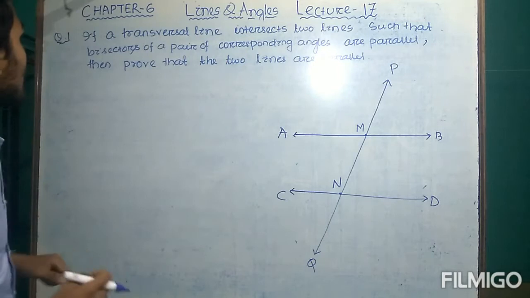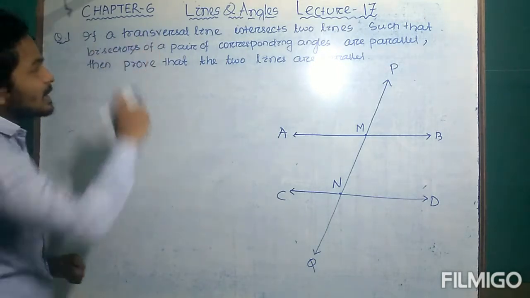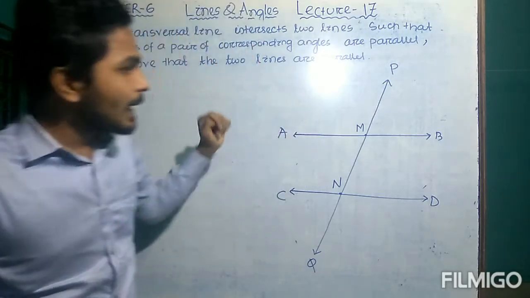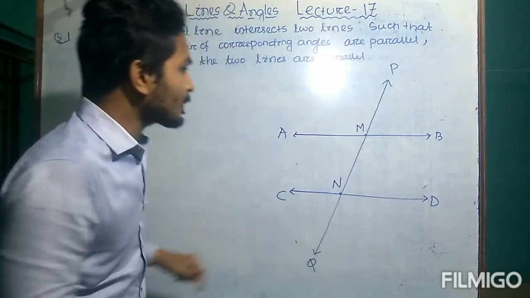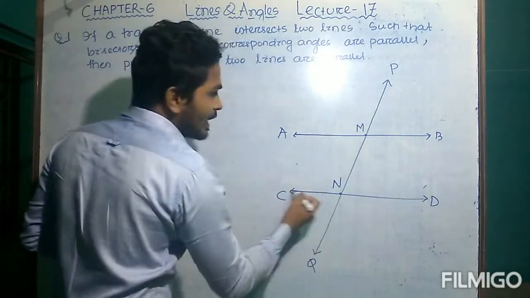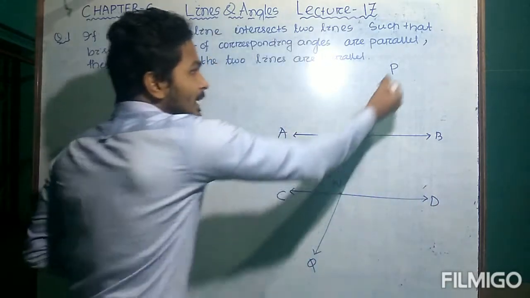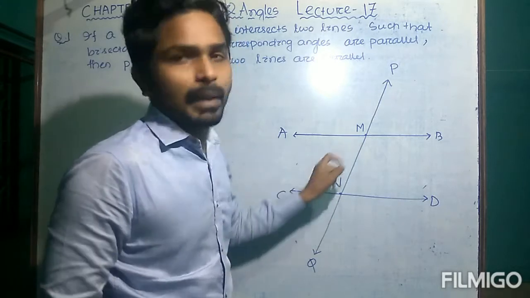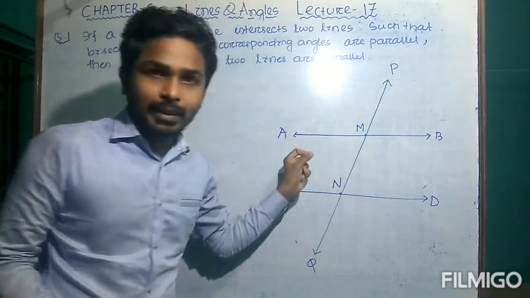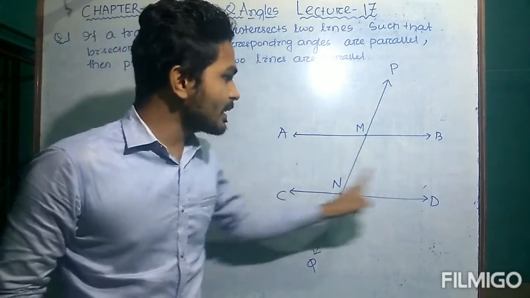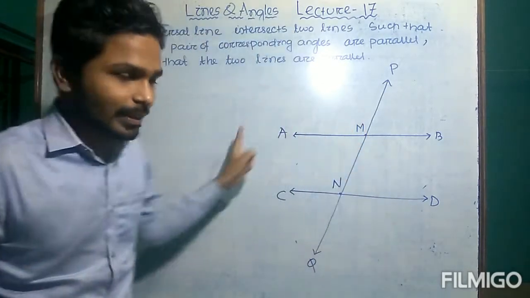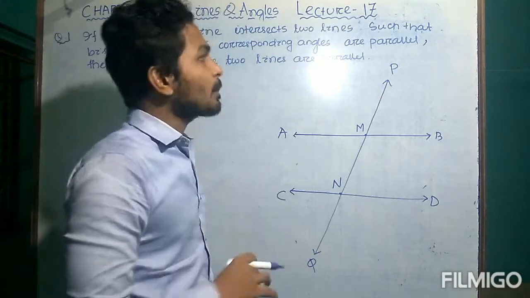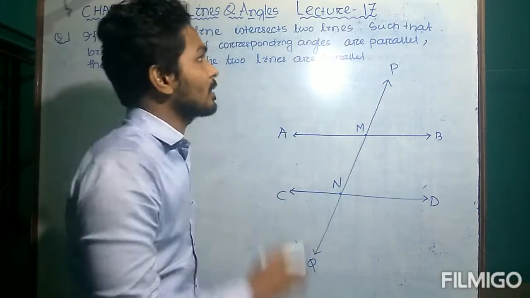According to the first example, it is given that a transversal line intersects two lines. As you can see in the figure, there are two lines AB and CD, and a transversal line intersects these two lines at distinct points M and N. But it is not given that the lines AB and CD are parallel. Don't think that AB and CD are parallel. No, they are not parallel. Maybe they are parallel, but it is not given.